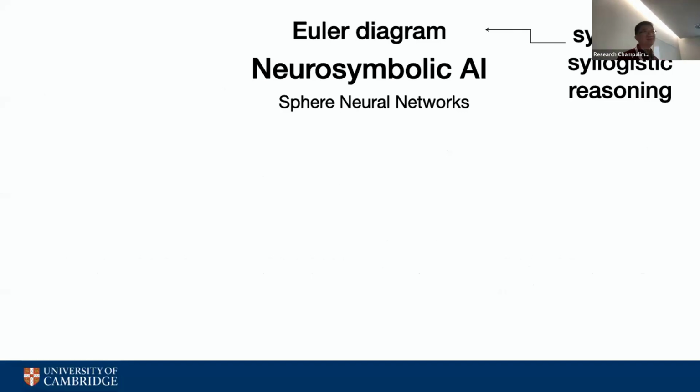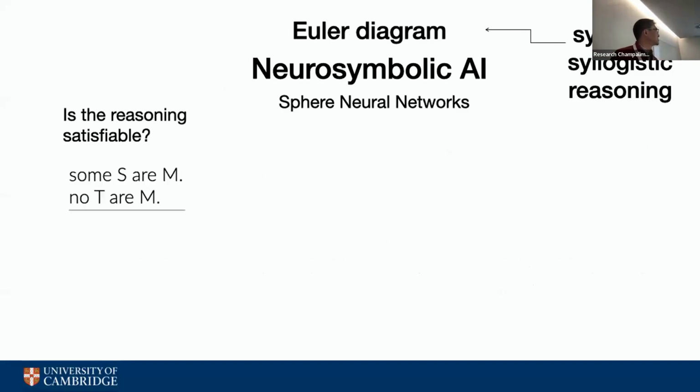Then the problem disappears. We don't need training data. So the question is: is this reasoning satisfiable? Some S are M, no T are M, and it follows that some S are not T.